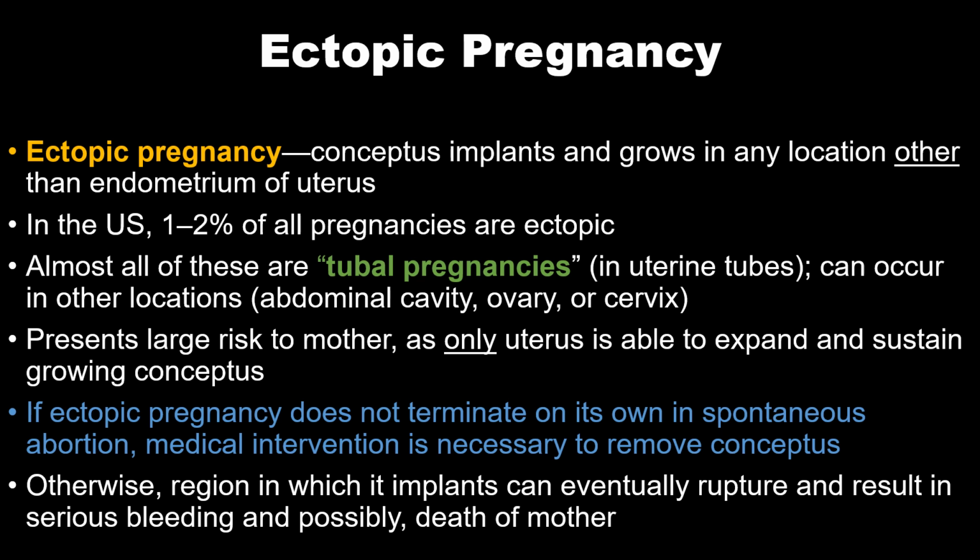And these ectopic pregnancies pose large risks to the mother, as the uterus is the only organ that's able to expand and sustain this growing conceptus. And if an ectopic pregnancy does not self-terminate in a spontaneous abortion, medical intervention is absolutely necessary to remove the conceptus. Sometimes it can be reimplanted into the uterus, but oftentimes what happens here, if it is untreated, this ectopic pregnancy will rupture, and it can cause serious bleeding, potentially even the death of the mother.